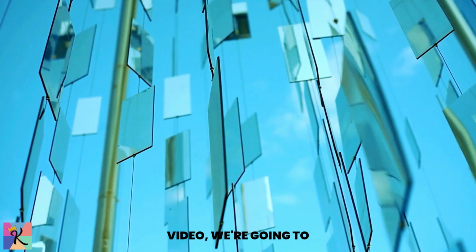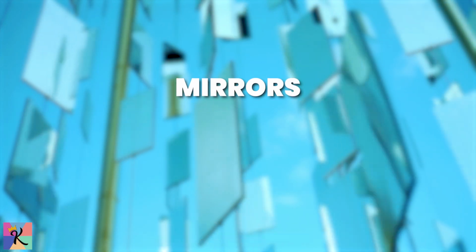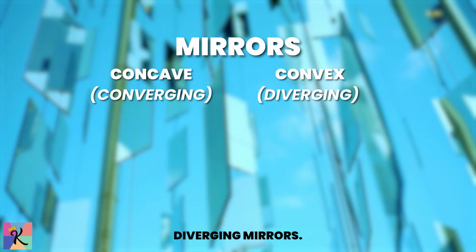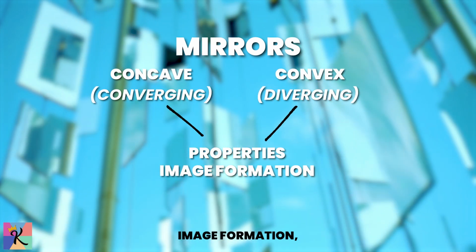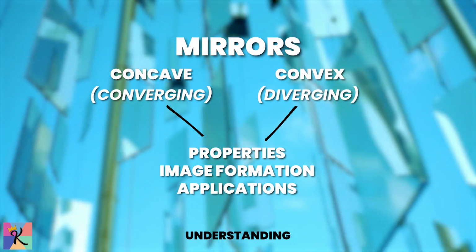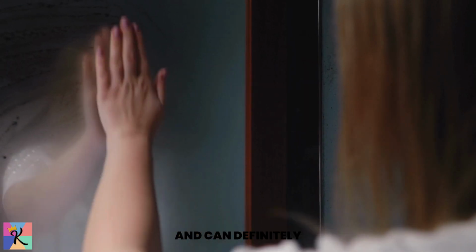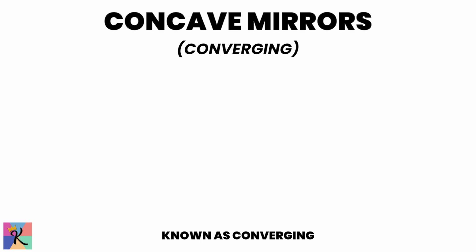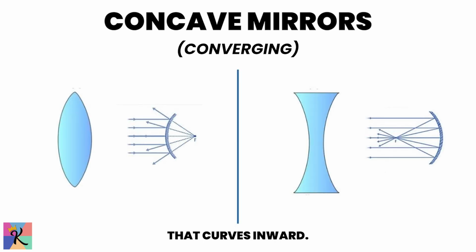Alright, in today's video, we're going to go through mirrors, focusing on concave, converging, and convex, diverging mirrors. We'll explore their properties, image formation, and applications. Understanding these principles is very crucial and can definitely be applied in many different fields, especially medicine. So let's dive in. Concave mirrors, also known as converging mirrors, have a reflective surface that curves inward.